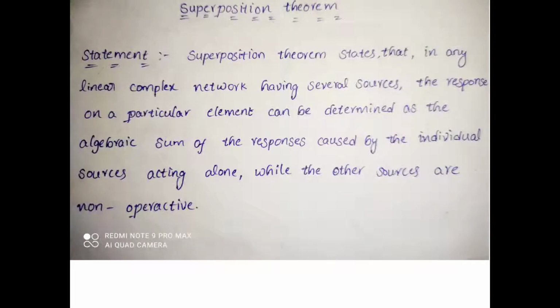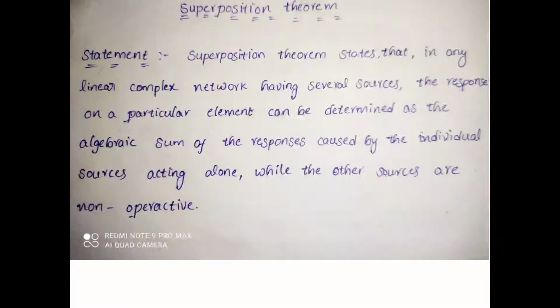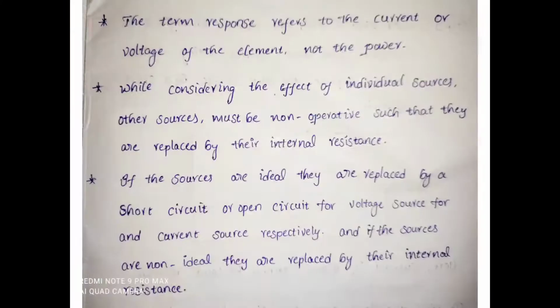Superposition theorem statement. The superposition theorem states that in any linear complex network having several sources, the response on a particular element can be determined as the algebraic sum of the responses caused by the individual sources acting alone, while the other sources are non-operative. The term response refers to the current or the voltage of the element, not the power.